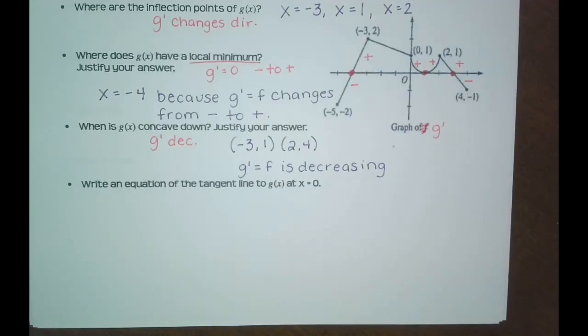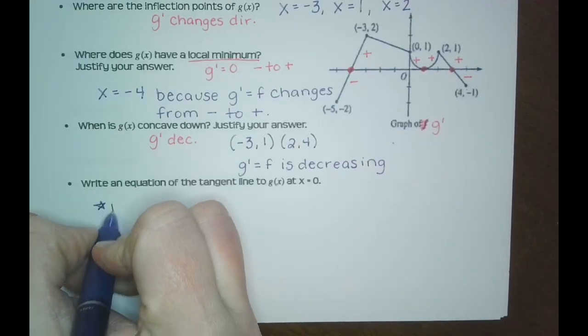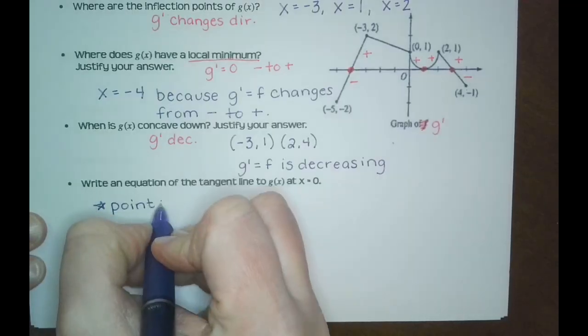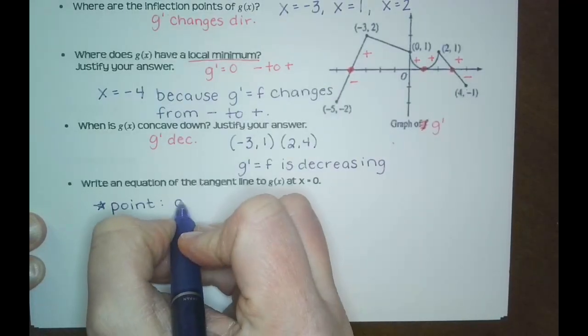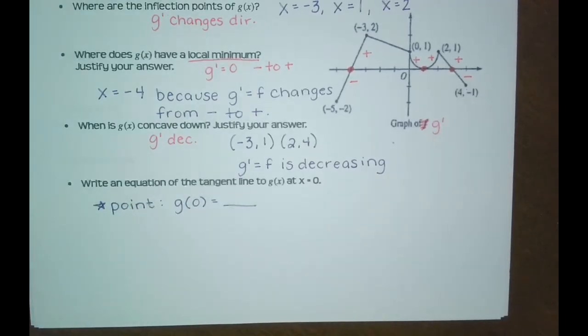Okay, write an equation for the tangent line to g of x at x equals 0. Okay, so here is the tricky thing about this. Remember that for a tangent line, the first thing we need is a point. So I need to know what the y value is that goes with 0, right? I need g of 0.